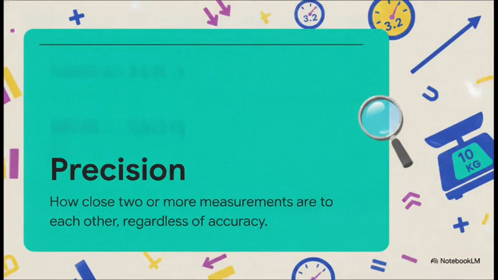Now let's move to our next concept and see how this builds. Precision. Precision is all about how close two or more measurements are to each other, completely regardless of whether they're actually accurate. This is wild. Going back to our 10-kilogram weight, if you weigh it 5 times and you get 3.2, 3.1, 3.25, 3.3, and 3.2 kilograms, well, your measurements are incredibly precise because they are all tightly clustered together. But they are still completely inaccurate because they're nowhere near that 10-kilogram mark.